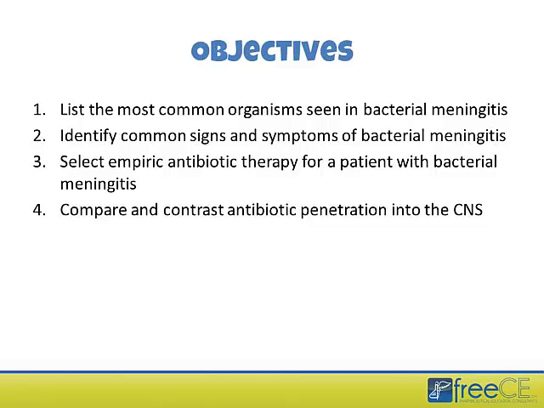We'll go through the different risk factors and age groups, which would allow you to select the best empiric antibiotic regimen. And we're going to finish up by comparing and contrasting antibiotic penetration into the central nervous system and getting into a bit of a discussion about whether to include dexamethasone as part of your empiric regimen based on the epidemiology or the etiology you think is most likely for the patient that you're treating.